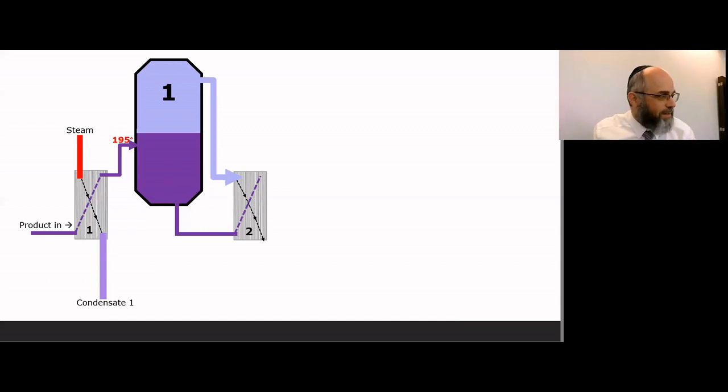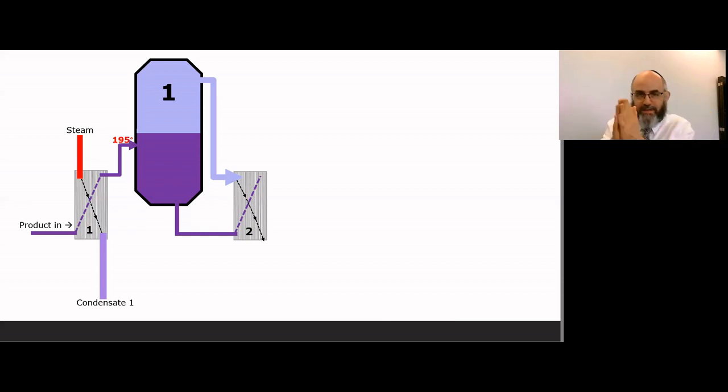No, that's incorrect. Steam by definition is 195. The steam is 195 degrees. It's under vacuum, so it boils at less than 212. This is an important point in understanding steam.